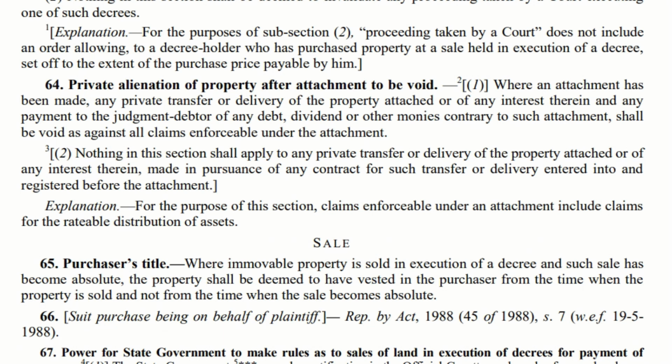Let us move to section 64: private alienation of property after attachment to be void. Imagine there are two persons, person A and person B.